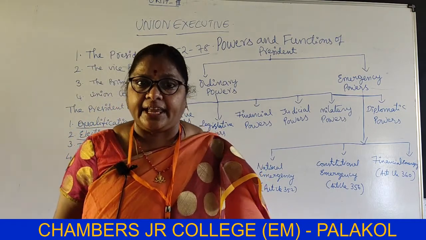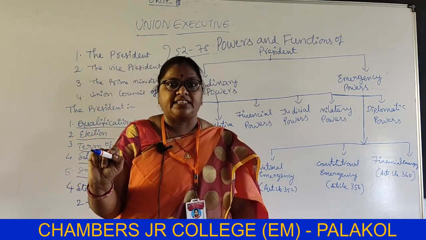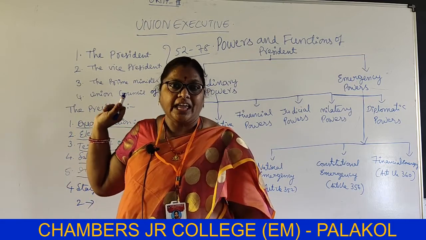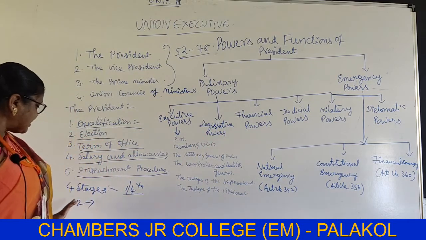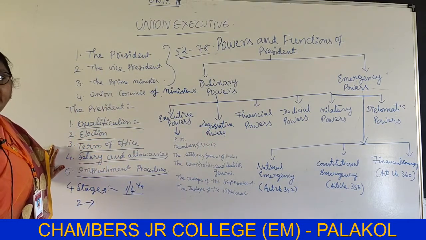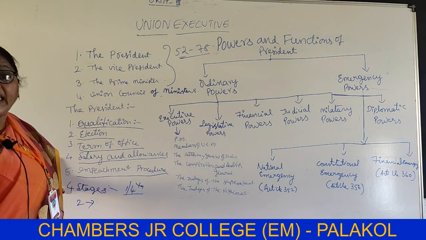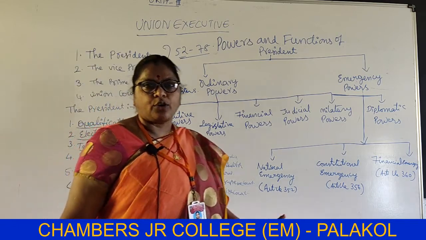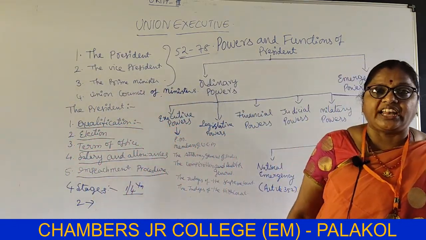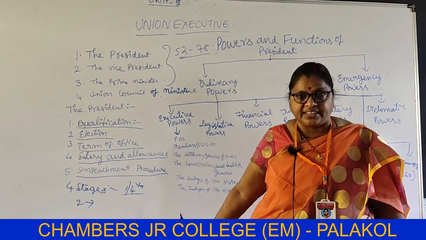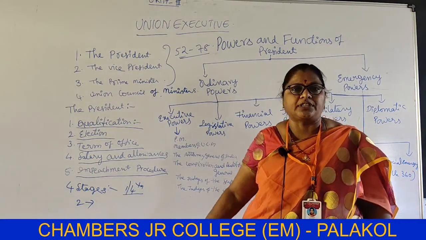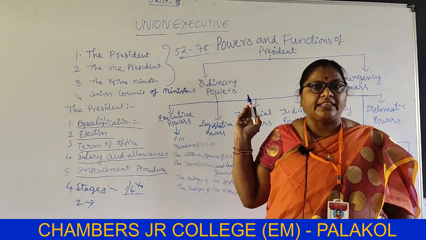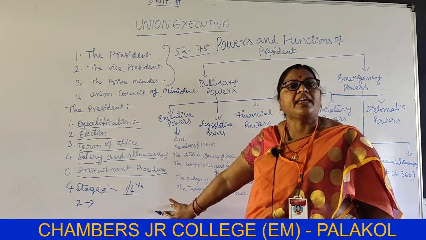Till now, no president has been removed from his post by impeachment. Is it clear? Once again, we can remove the president by a process called impeachment. So it has 4 stages. First stage, we have to give prior notice, 14 days prior notice to the president, and 1/4 of the members must agree for it. And the second one, with 2/3, 1/4 must agree and 2/3 must sign on it.